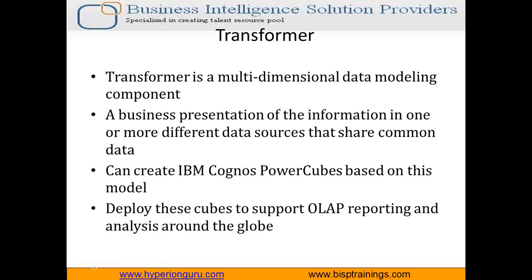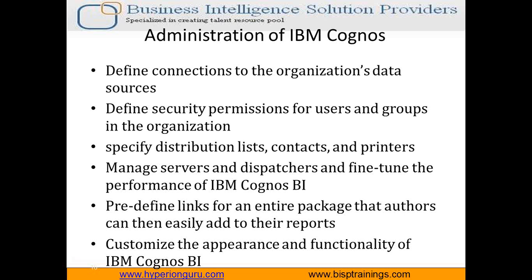Then we'll move on and see highlights of Cognos administration. So what one can do in Cognos administration. In this we can define our connections to the organization data sources. So how do we want to connect it? Is it ODBC? What kind of DSN we want to use? All these kind of things we can do using administration. We can define our own security permissions for different users, groups and roles. We can specify the distribution lists, the contacts and the printers which we want to use.